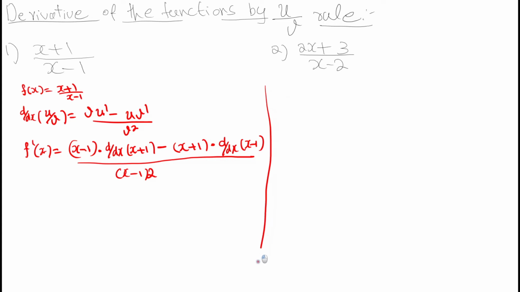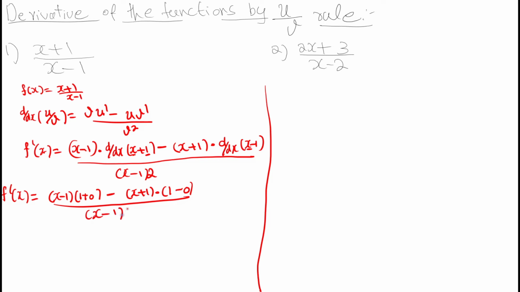So in the next step, f dash of x is equal to x minus 1 into the derivative of x, here 1, plus the derivative of 1 is equal to 0, minus x plus 1 into the derivative of x, which is 1, minus the derivative of 1 is 0, divided by no change in the denominator, that is x minus 1 whole square. So f dash of x is equal to x minus 1 into 1 is x minus 1, minus x plus 1, divided by x minus 1 whole square.